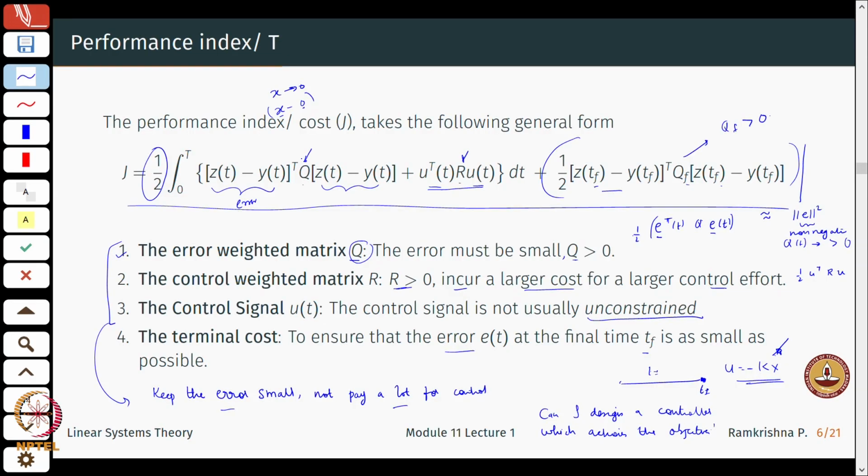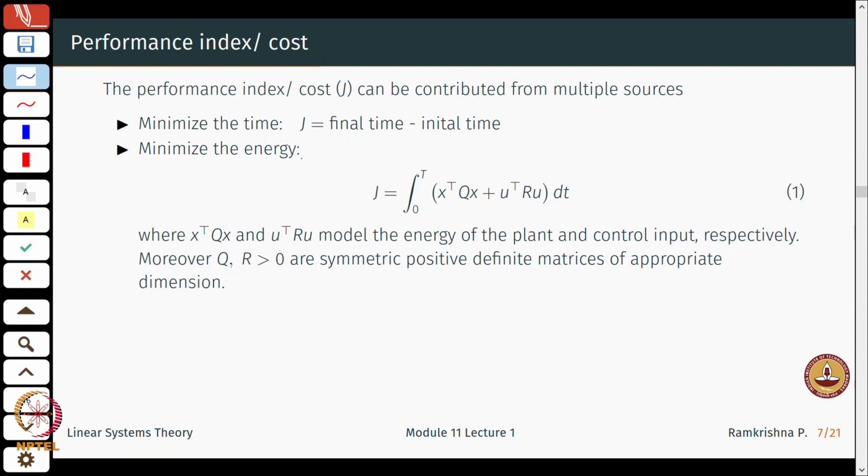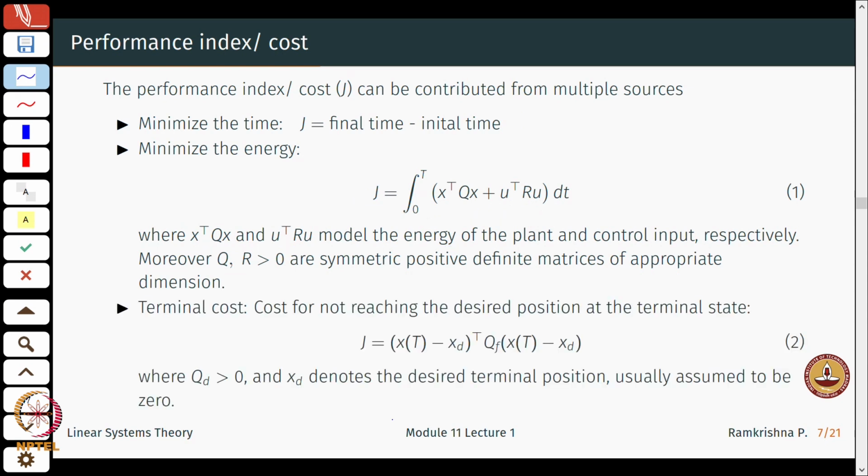Okay. Now, most books will talk of a little simplified cost function in this form, right. So, we will start with something which looks like this, where J is x transpose Qx, u transpose Ru remains the same as before. So, first is, okay, minimize the error, and also at the same time minimize the control energy, right. So, as usual, x transpose Qx models the energy of the plant, and u transpose Ru models the control input, and so on. Right, a little general thing that most books would use.